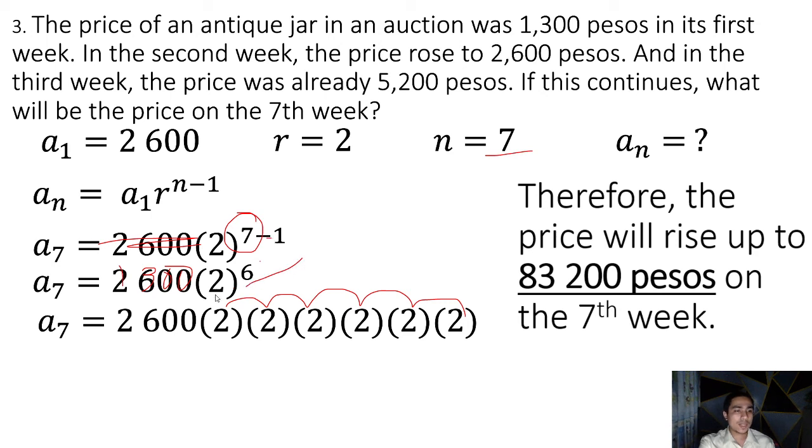And then, ibig sabihin nito ay hindi 2 times 6. Ang ibig sabihin nito ay 6 na 2. So, 1, 2, 3, 4, 5, 6. 6 na 2. And then, imumultiply natin sa 1,300. Ang makukuha natin is 83,200 pesos. So, katulad lang nung pagsusolve dati.